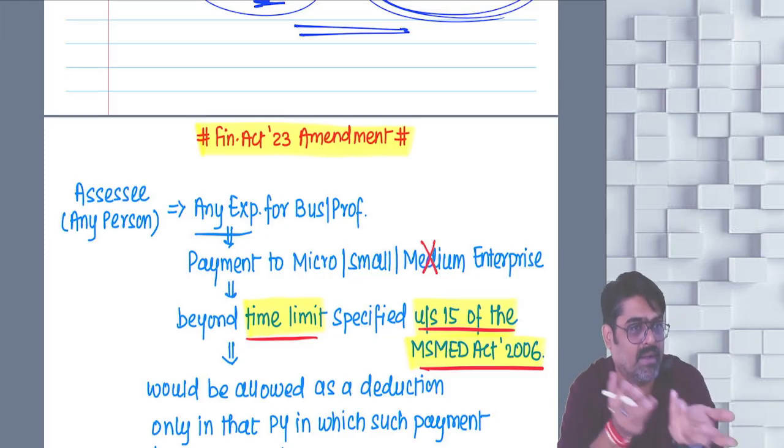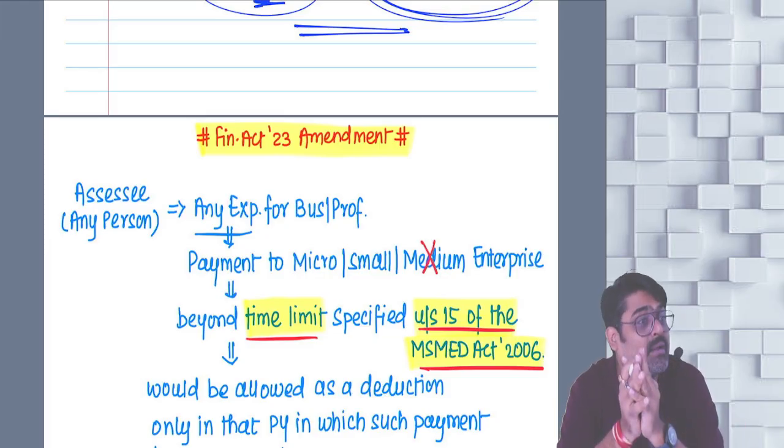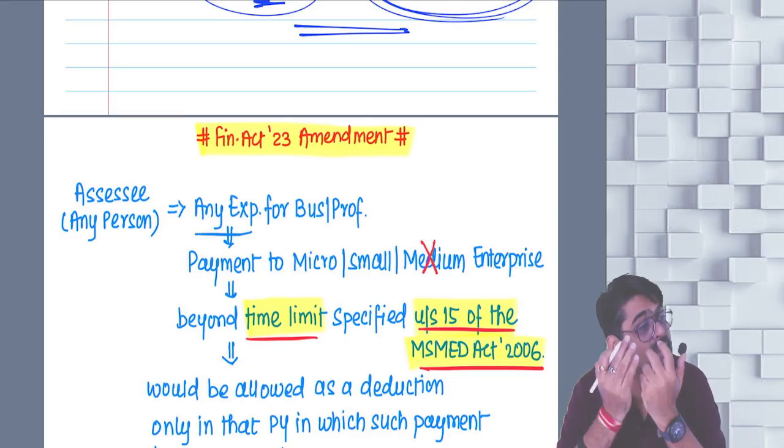So if you have made the payment within the due date, then take the deduction of that expense. But if the payment is not made within the due date specified in MSME Act, then that expense cannot be allowed on mercantile basis. Understanding? Then it will be disallowed under section 43B, and the year in which you will actually make the payment, in that year the payment will be allowed as a deduction.